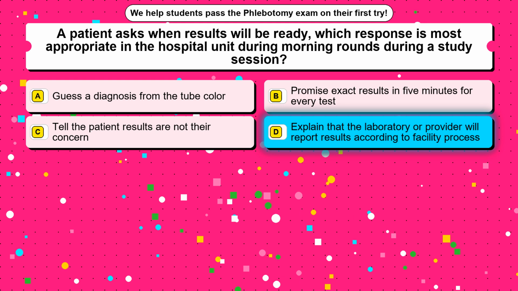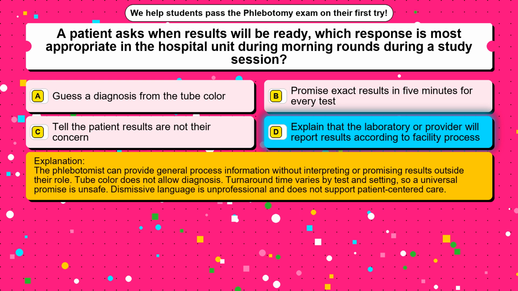Explain that the laboratory or provider will report results according to facility process. The phlebotomist can provide general process information without interpreting or promising results outside their role. Tube color does not allow diagnosis. Turnaround time varies by test and setting, so a universal promise is unsafe. Dismissive language is unprofessional and does not support patient-centered care.